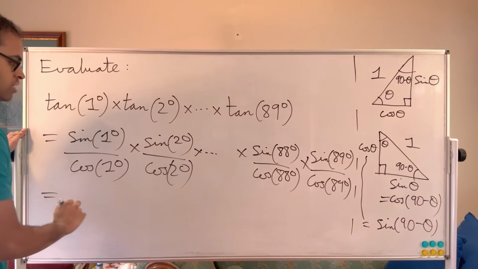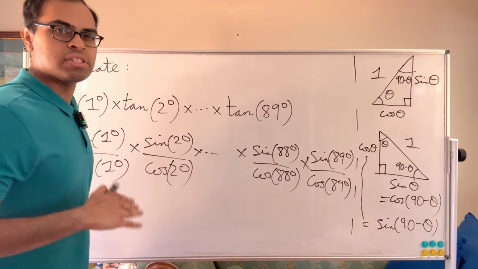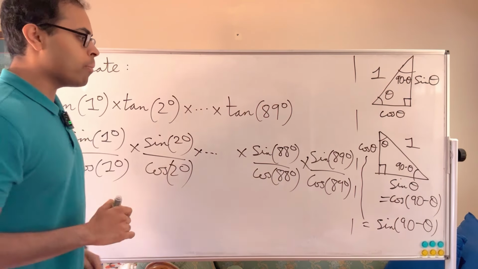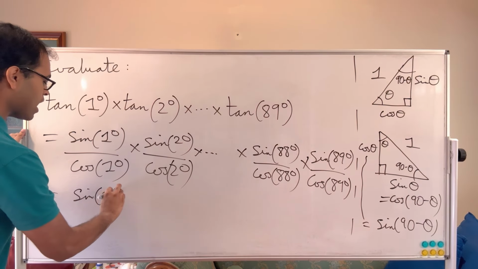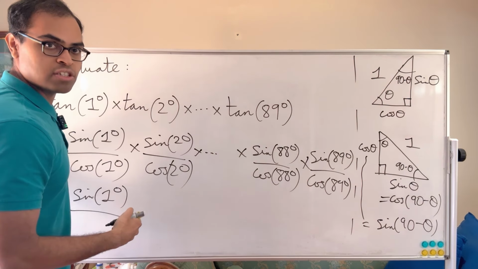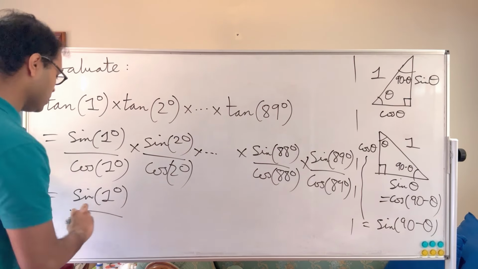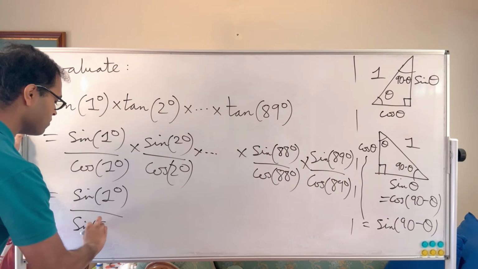So now we're going to write this out in terms of sines, just to make everything common. So sine of 1 over cosine 1. Cosine 1 is sine of 90 minus 1, which is sine of 89. So we're going to get sine 1 by sine of 89.